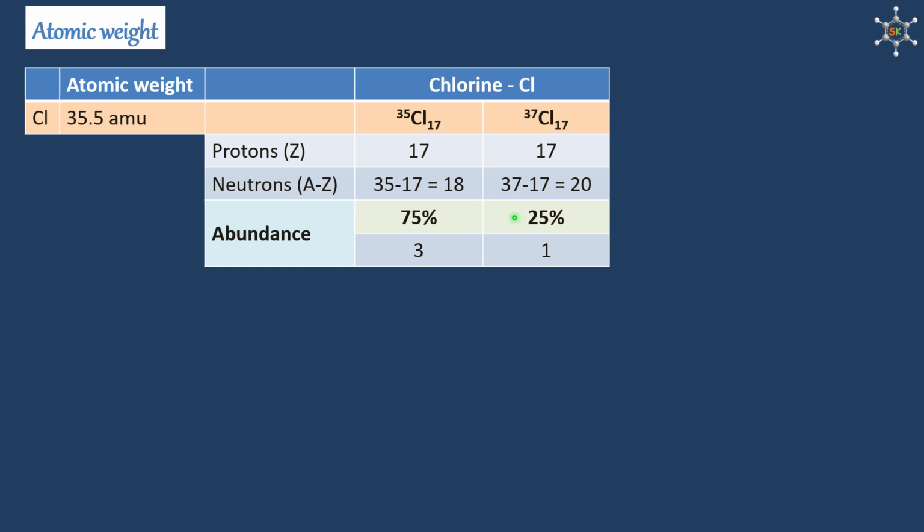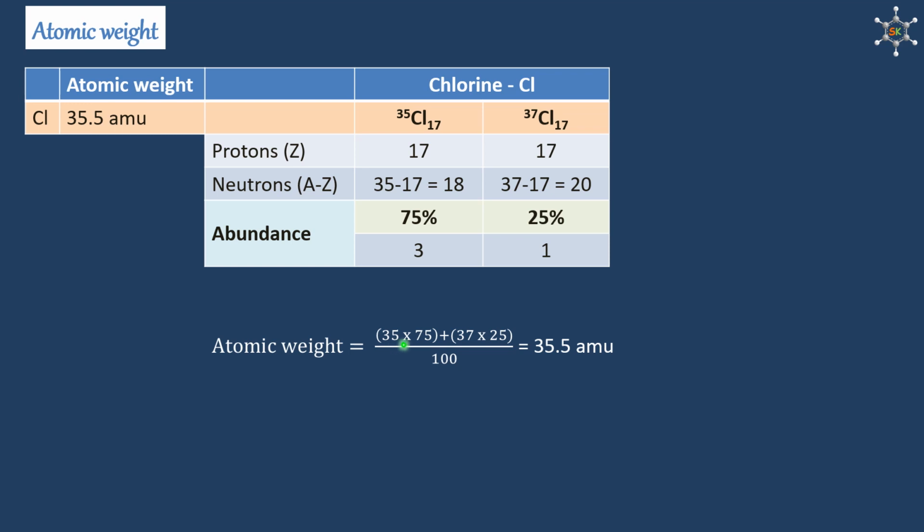What it means is, if we pick 100 chlorine atoms, then in that 75 chlorine atoms are chlorine 35 and remaining 25 chlorine atoms are chlorine 37. Same information about the relative abundance of chlorine 35 and chlorine 37 can be given using the ratio, that is, chlorine 35 is to chlorine 37 is 3 is to 1. What it means is, if we pick 4 chlorine atoms, 3 of them are chlorine 35 and 1 will be chlorine 37.